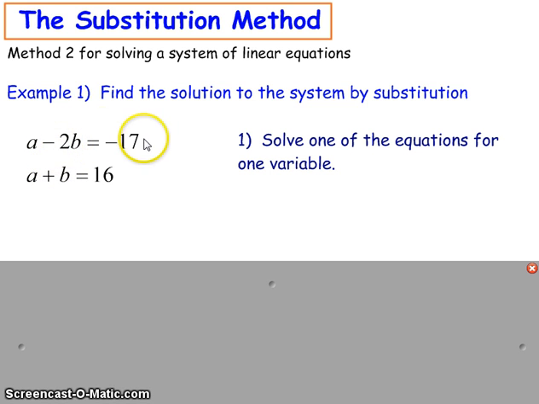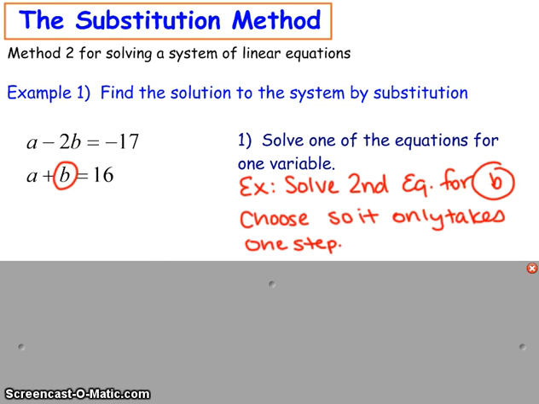So either add to B here, or subtract B, or subtract A. You want to try to make it as easy as possible. So say I decided to solve the second equation for B. We're making a choice solving for B here that's only going to take one step to get it alone. So I am subtracting A on both sides, which gives me B equals 16 minus A. If you can make a choice that only takes one step to get B alone, you want to make it. You shouldn't make any other choice.